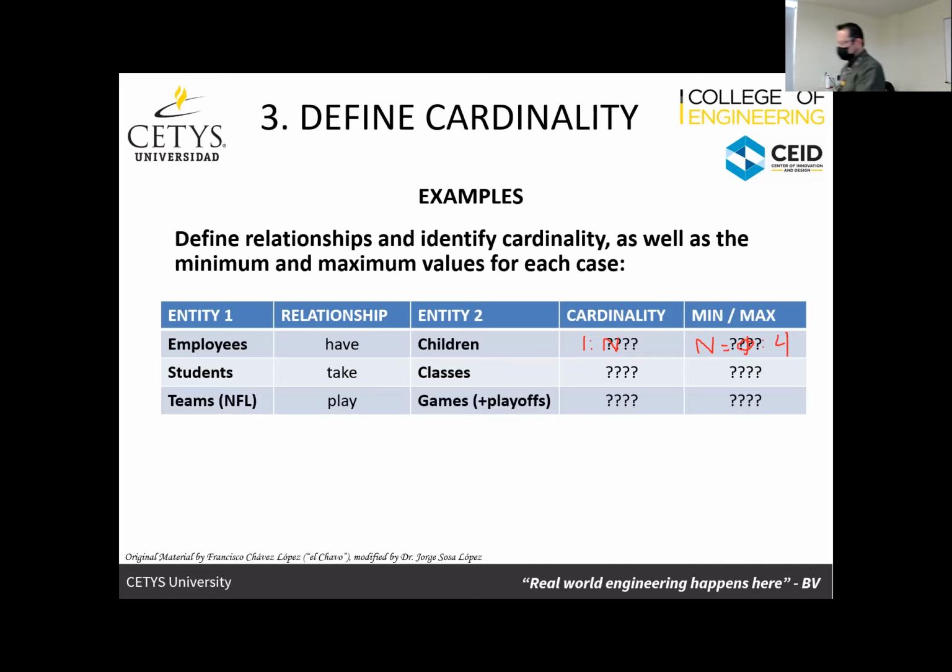Students in classes. We had already talked about how a student can take many classes and a class can be taught to many students, so it's many to many. But now let's look at the minimum and maximum for N and for M. So N is for students. What is the minimum amount? There are actually some fixed numbers for this in policies, but let's think about that. What is the minimum amount of students for a class? What could that be? Isn't it 10?